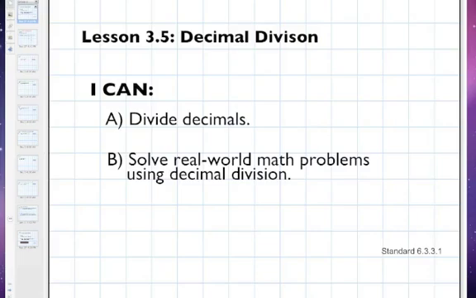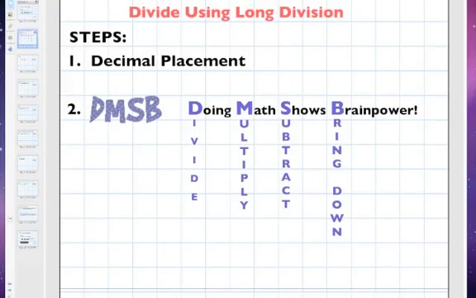So let's get started. Decimal division isn't that much different than long division. It has just one additional step, and that's the decimal placement, which happens before you do all the steps of dividing, which remember are DMSB. Doing math shows brain power.